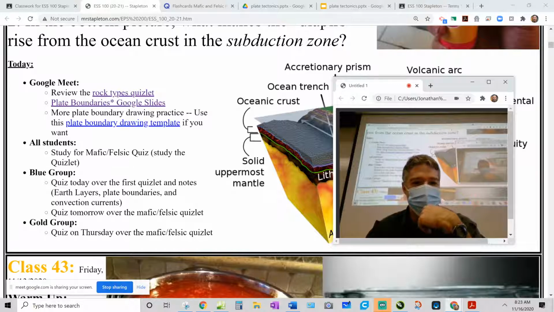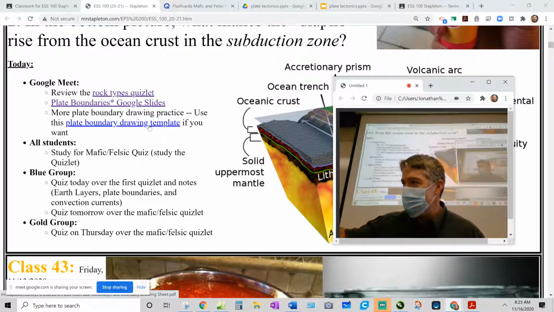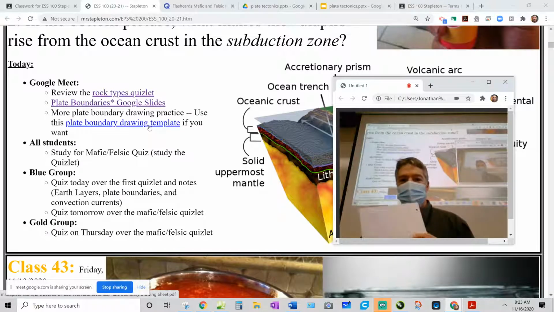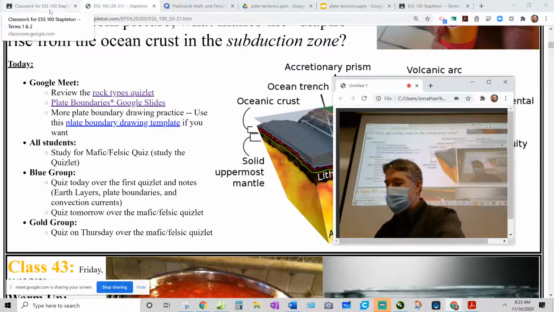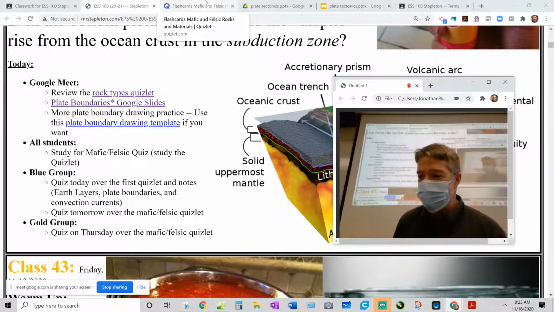So, more plate boundary drawing practice. Use this drawing template if you want. I was just telling people who showed up early, I gave people in here this sheet. If anybody wants this sheet, you can either print it out from my website, or you can go to Google Classroom and print it out. It's just got a little checklist that I want to fill in as we're doing these.